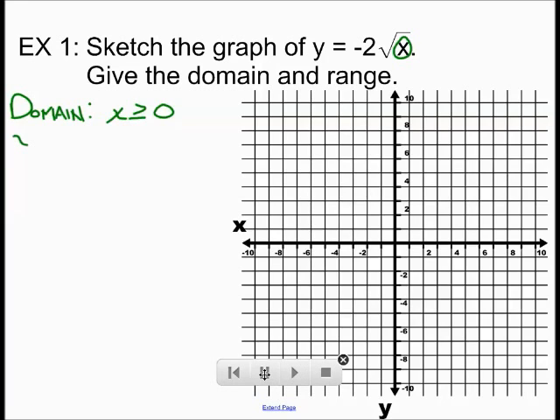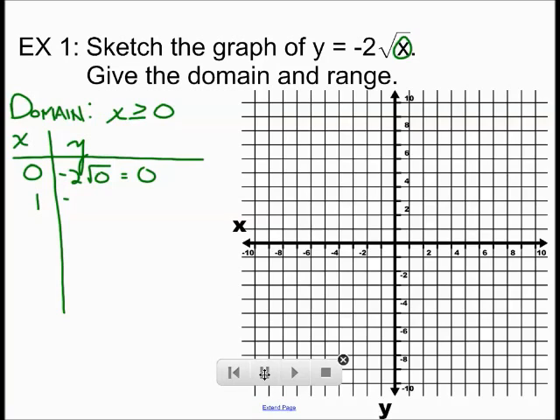So now we're going to make a table of values. And the reason we found the domain first is because we know that 0 is the smallest input we can use. So let's start at 0. We'll take the square root, or -2 times the square root of 0 is 0. And then let's plug 1 into it, because we can easily find the square root of 1. Okay, -2 times the square root of 1, or -2 times 1 is -2.